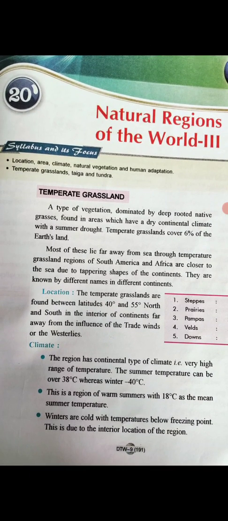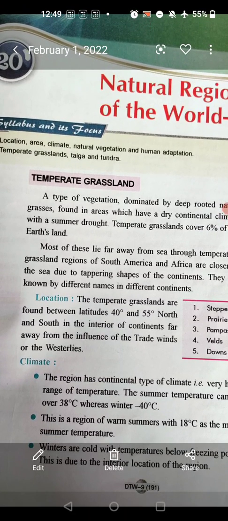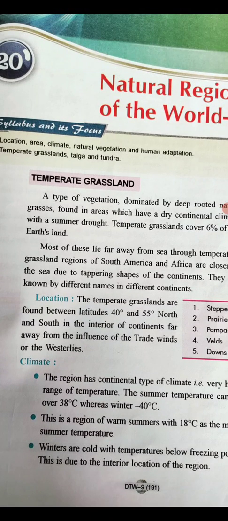The temperate grasslands are found between 40 to 55 degrees latitude north and south in the interior of the continent, far away from the influence of trade winds or westerlies. It means that these are found in the temperate region, from 40 degrees to 55 degrees north and south, and these are away from the influence of trade winds or any westerlies.